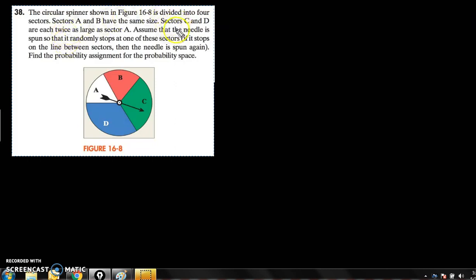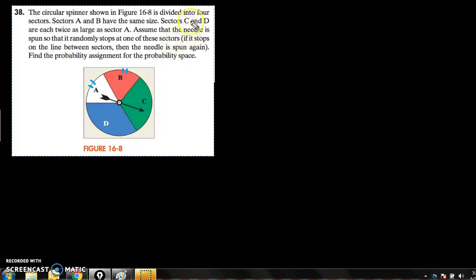So sectors C and D are each twice as large as sector A. Okay, and A and B are the same size. Sorry, I missed a piece there. So A and B are the same size. We'll use the little geometry symbol, put two dashes. Those two are the same. And then C and D are each twice as large as sector A.